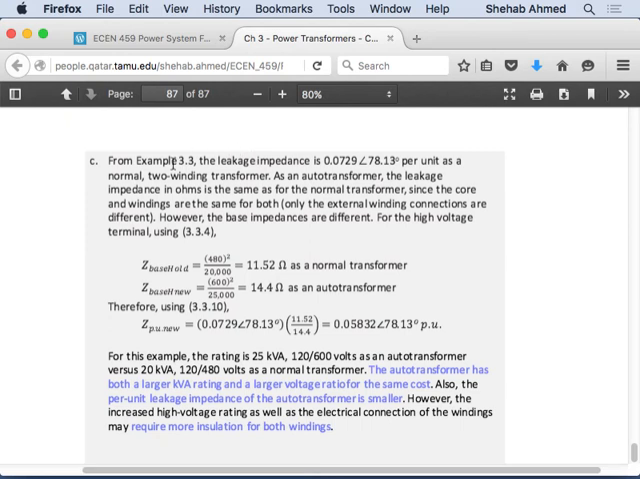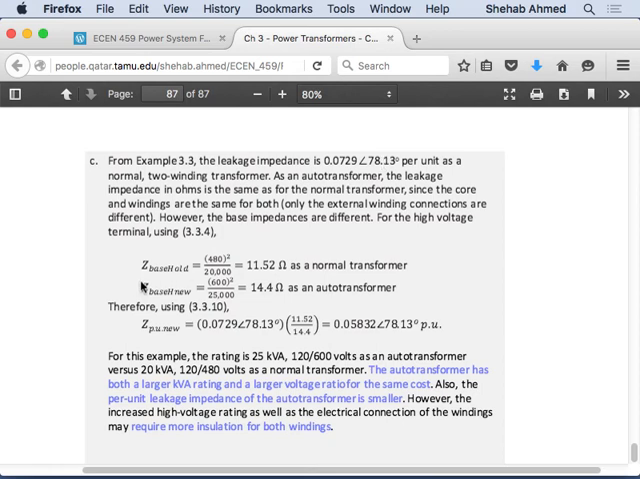They said that this transformer had an actual impedance from example 3.3. This is the same transformer from example 3.3 that had an impedance of 0.0729. This is a given impedance for that physical transformer. Now you have your actual impedance, you have your voltage in the primary and your base on the primary, voltage in secondary and base on the secondary. You can convert the actual impedance to per unit. So that's what they did here.